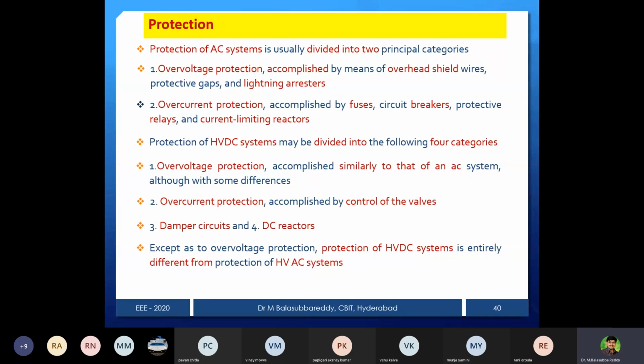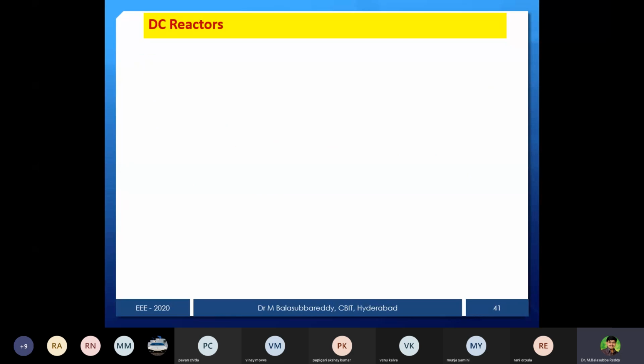Except for overvoltage protection, the protection of the DC system is entirely different from the AC system. As I already mentioned, overvoltage protection is similar to that of the AC system, but the others are entirely different in the comparison of AC and DC system protection.